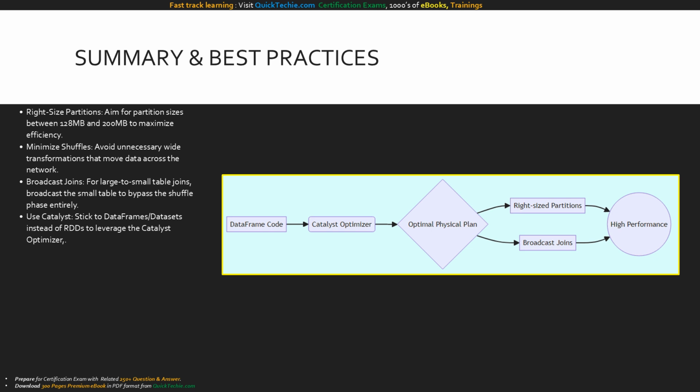This final diagram shows the path to ultimate high performance. Write clean data frame code, let the Catalyst Optimizer create the optimal physical plan, and ensure you use right-sized partitions alongside broadcast joins. Your distributed architecture will absolutely fly.